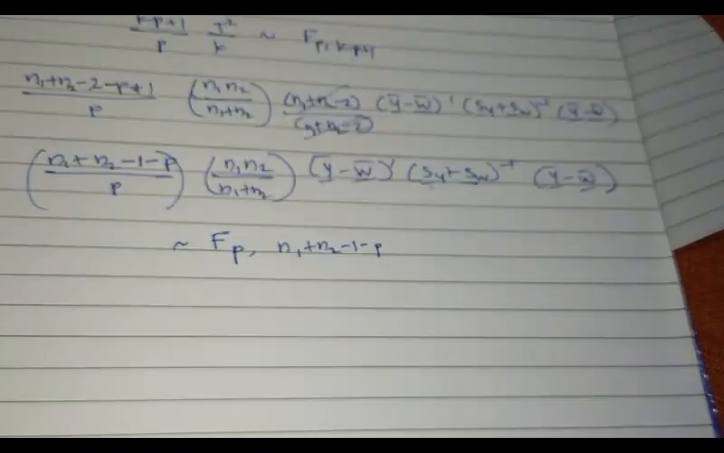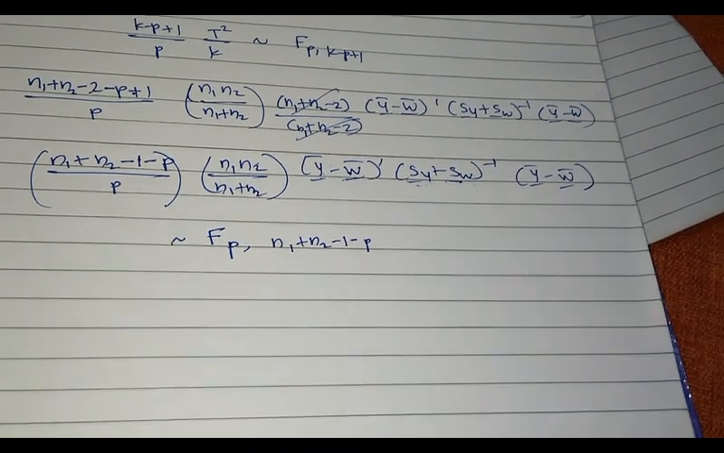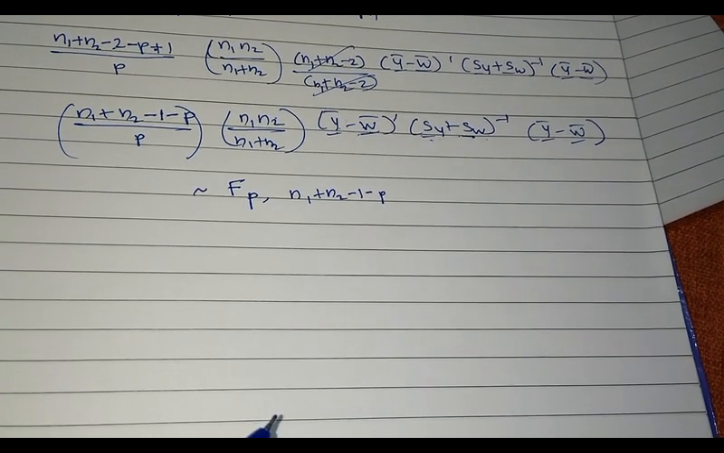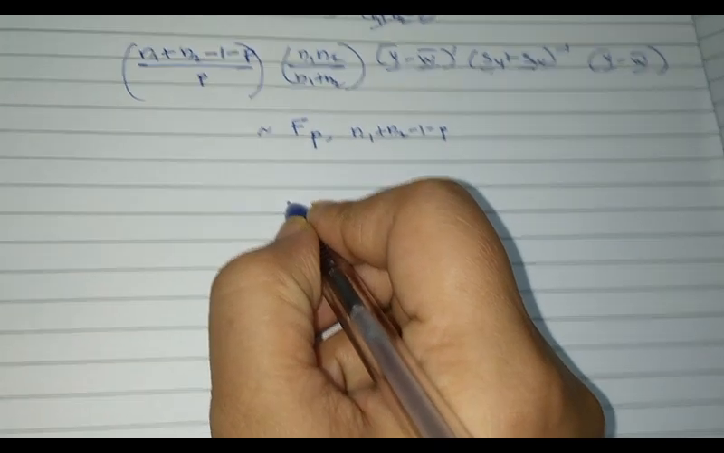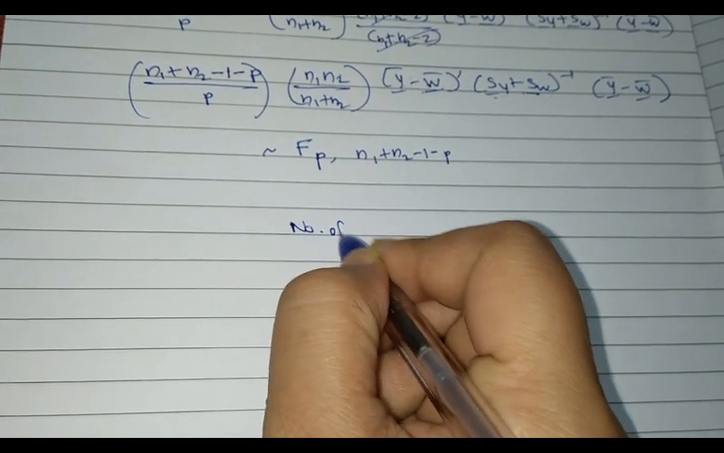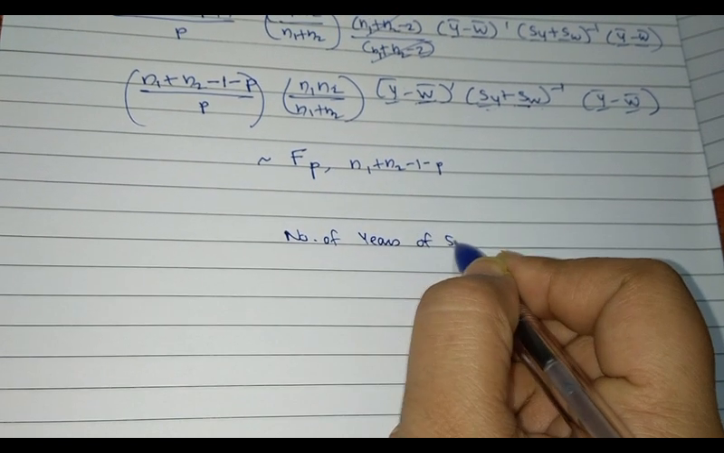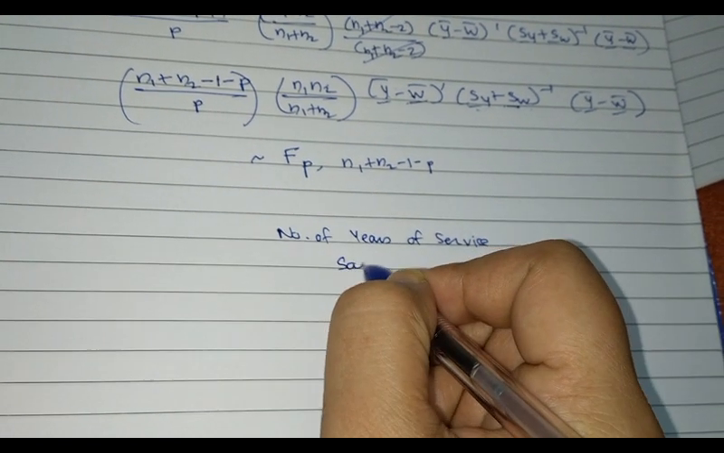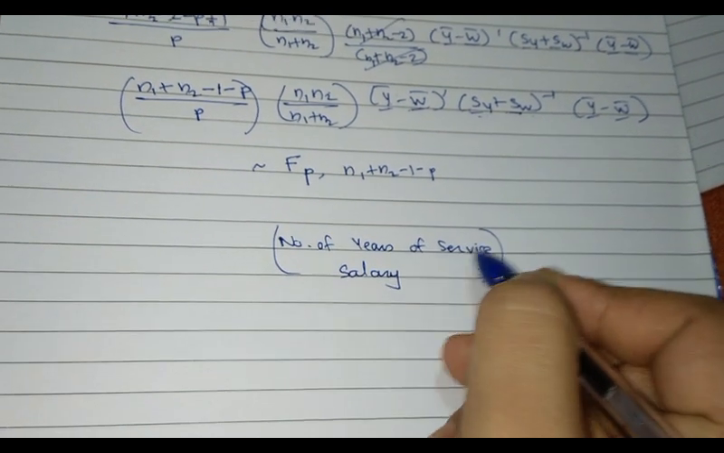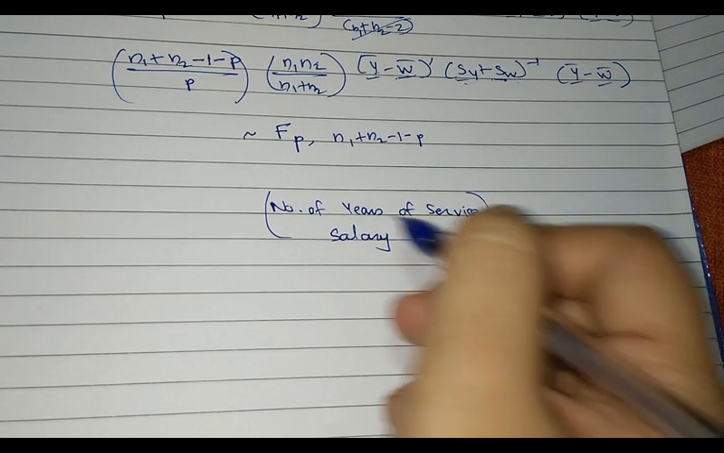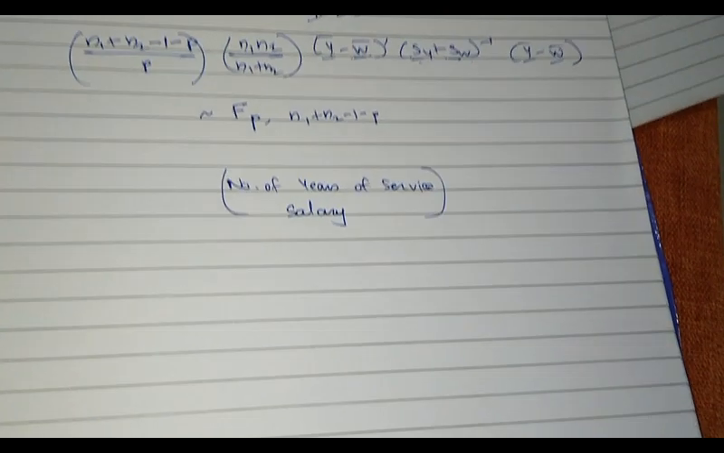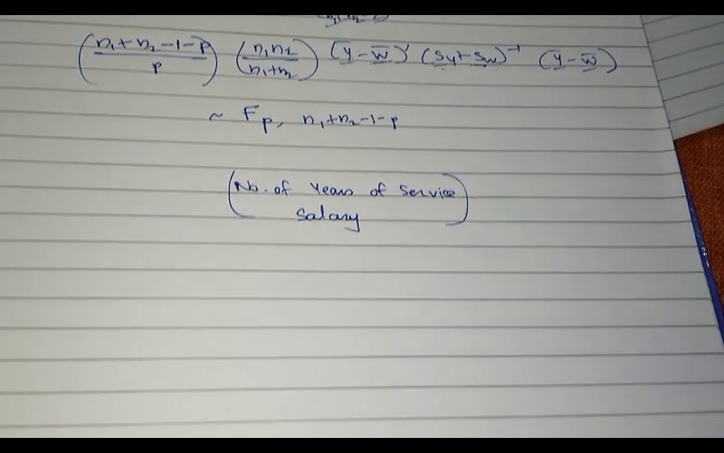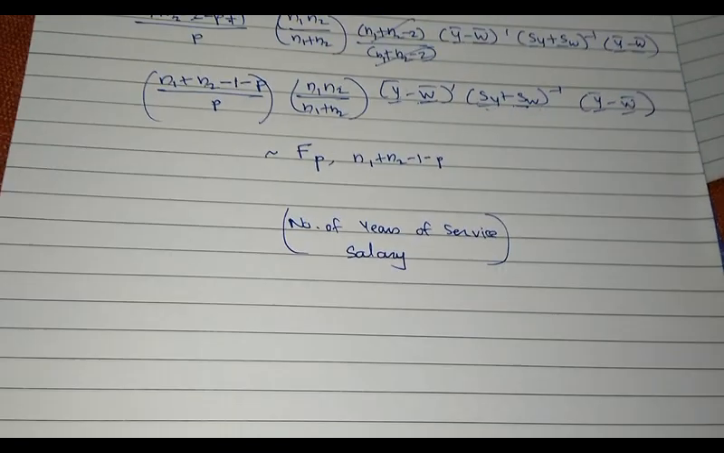So any illustrations for this scenario? Suppose I have males and females in a professional organization, and I want to see if the average number of years of service and the salary, if the average of these two variables is the same for males and females. If I want to check that, then I can use this test. My first variable is number of years of service, second variable is salary, and I would like to test whether for the male group and the female group these two are the same or different.